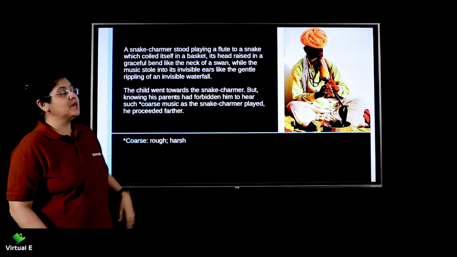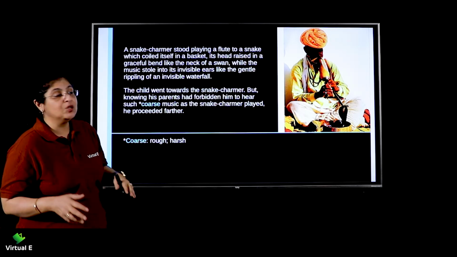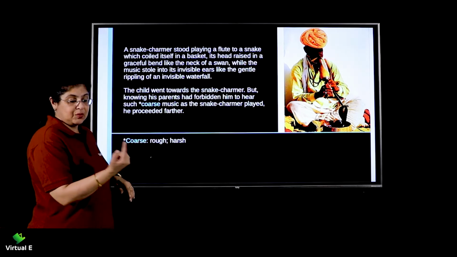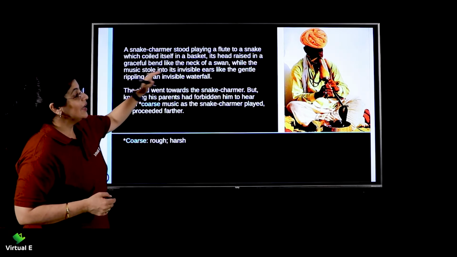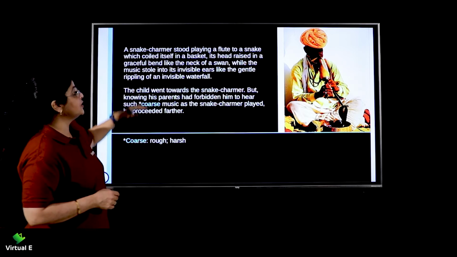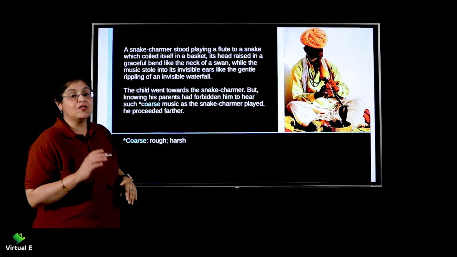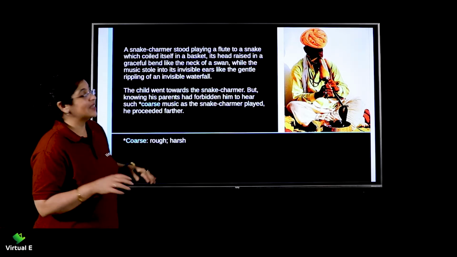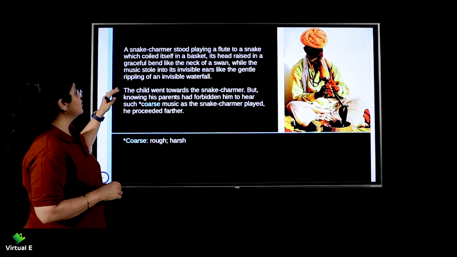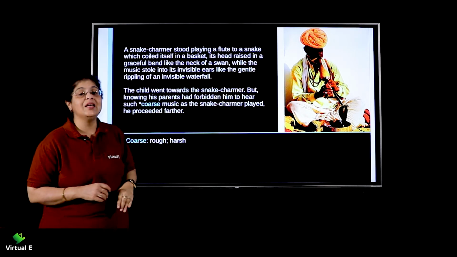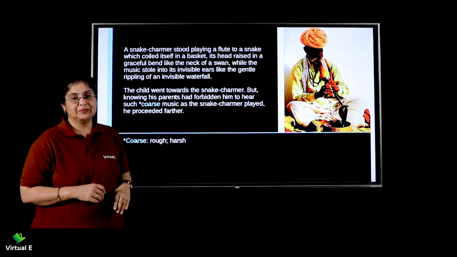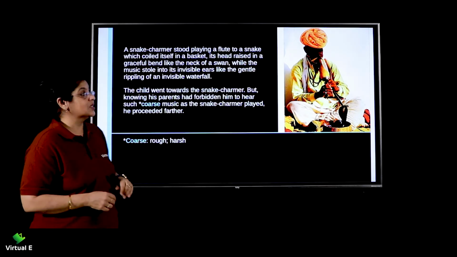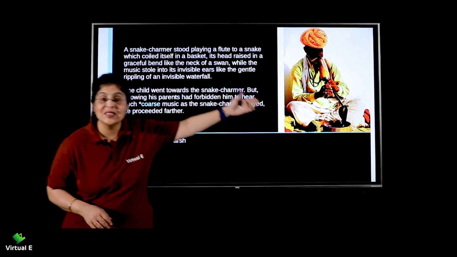A snake charmer stood playing a flute to a snake which coiled itself in a basket. It was round and round in the basket, its head raised in a graceful bend like the neck of a swan, while the music stole into its invisible ears like the gentle rippling of an invisible waterfall. Now, what did he come across next after the balloons? He came across a snake charmer.